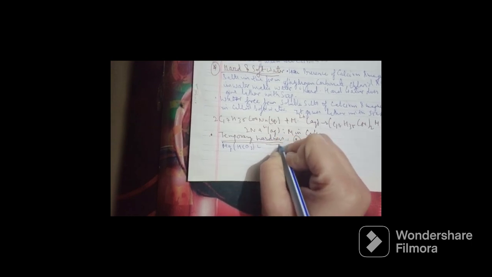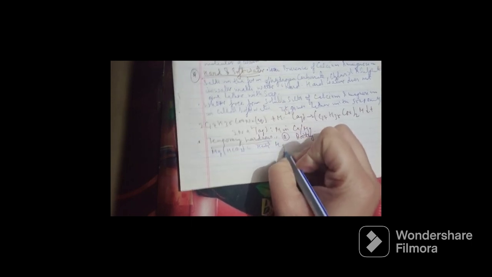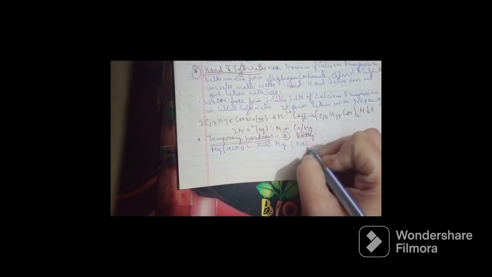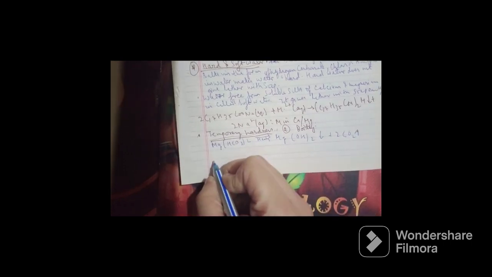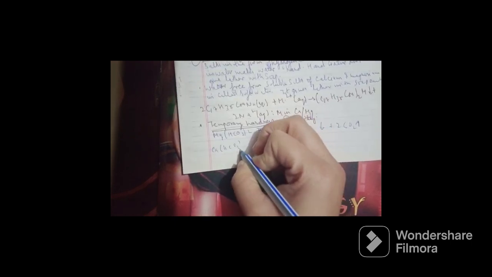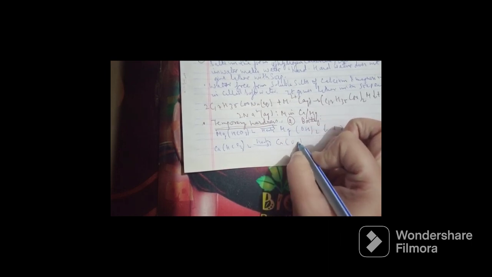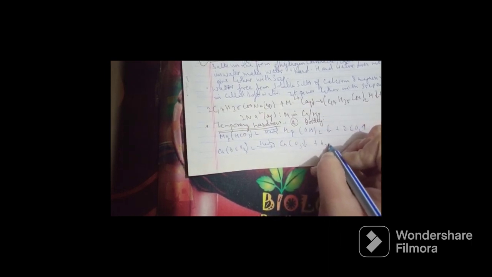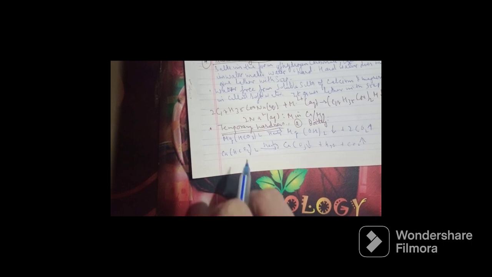For that the equations we have here are: Mg(HCO3)2 on heating gives Mg(OH)2 + 2CO2. On the other hand, Ca(HCO3)2 on heating gives CaCO3 + H2O + CO2.